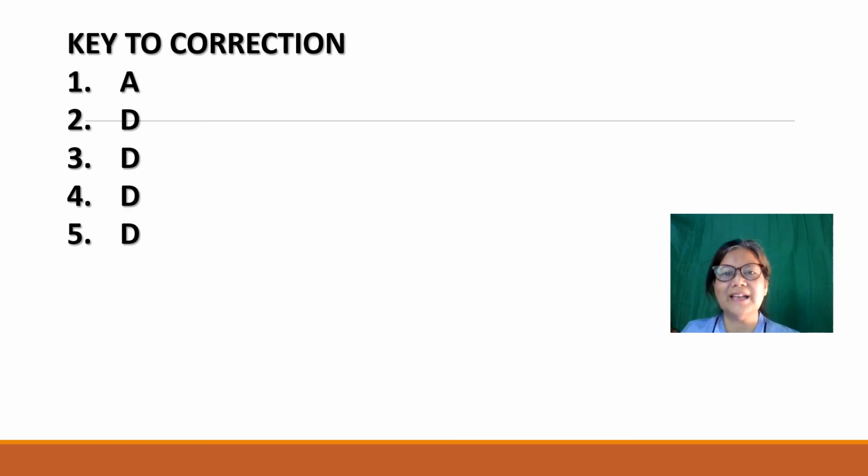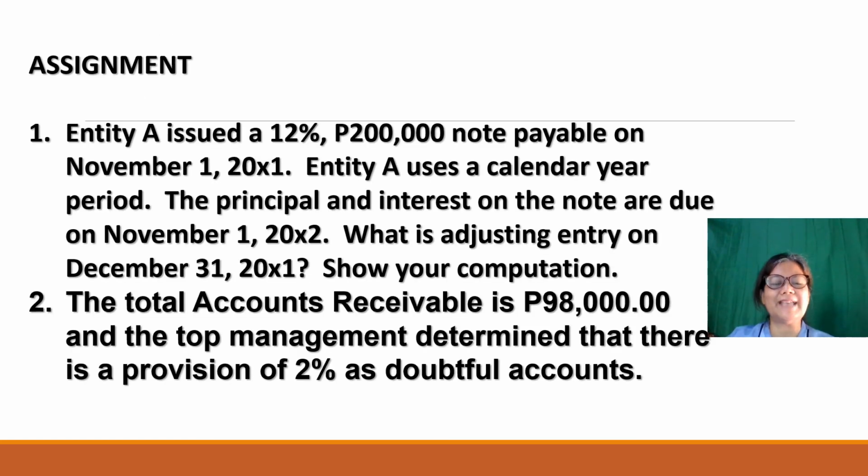Congratulations, class! For your assignment, please copy this in your notebook. Number 1, Entity A issued a 12% 200,000 pesos note payable on November 1, 20X1. Entity A uses a calendar year period. The principal and interest on the note are due on November 1, 20X2. What is the adjusting entry on December 31, 20X1?